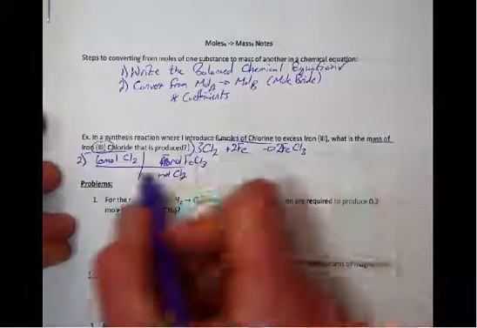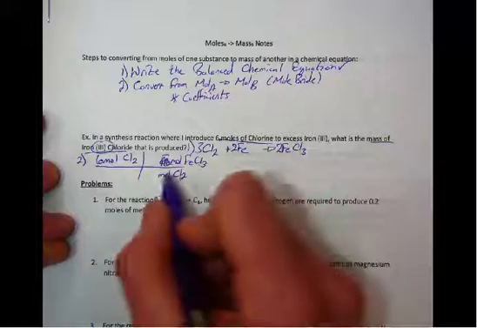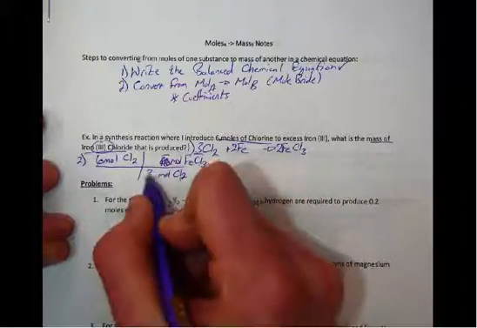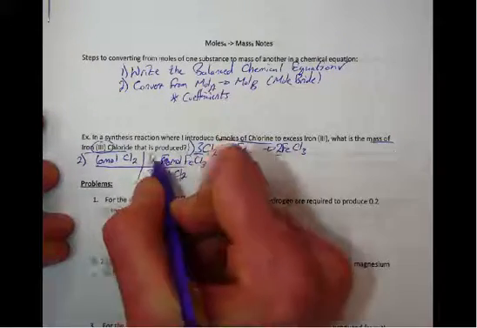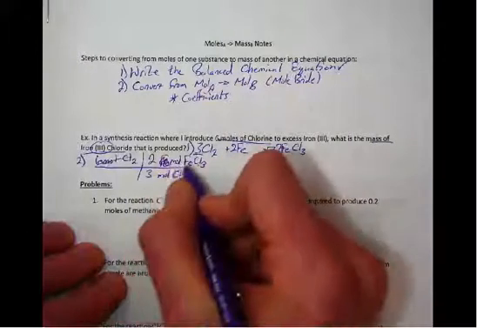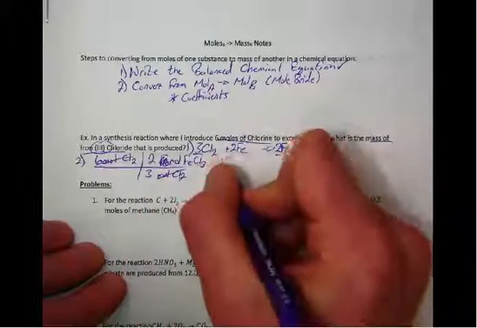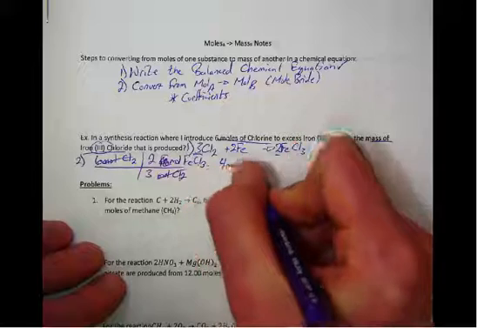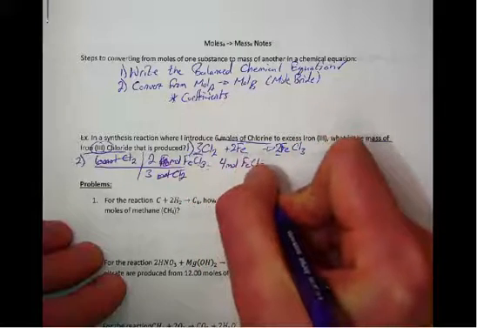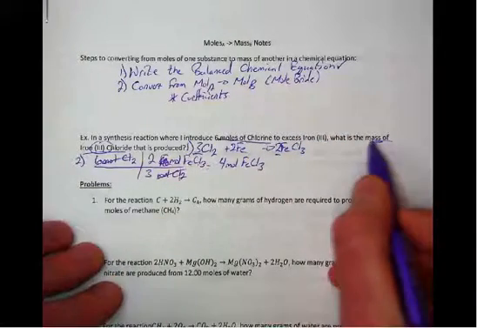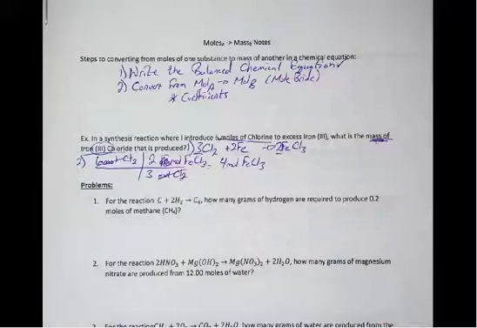Now our ratios over here: moles of Cl2 is going to be 3, and FeCl3 is going to be 2. 6 times 2 is 12, divided by 3 gives us 4, equals 4 moles of FeCl3. Now, that's not what we're looking for. We're looking for the mass of iron (III) chloride.